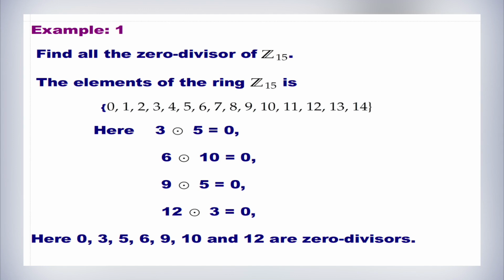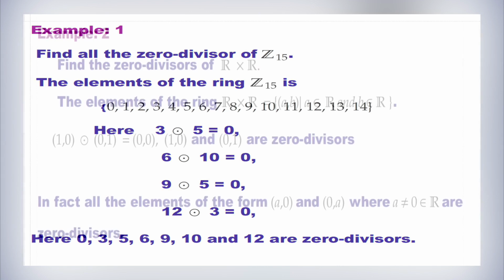The first example is find all the zero divisors of Z15. The elements of the ring Z15 is the set of all 0, 1, 2, 3, etc. up to 14. Here 3 ⊙ 5 equal to 0, 6 ⊙ 10 equal to 0, 9 ⊙ 5 equal to 0, 12 ⊙ 5 equal to 0. Here 0, 3, 5, 6, 9, 10 and 12 are zero divisors.